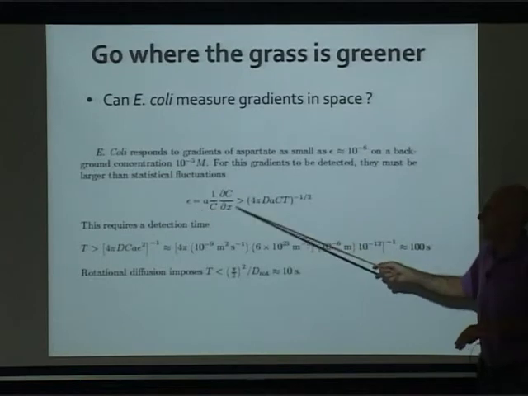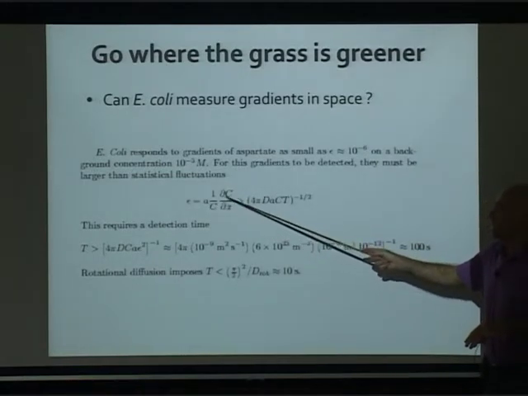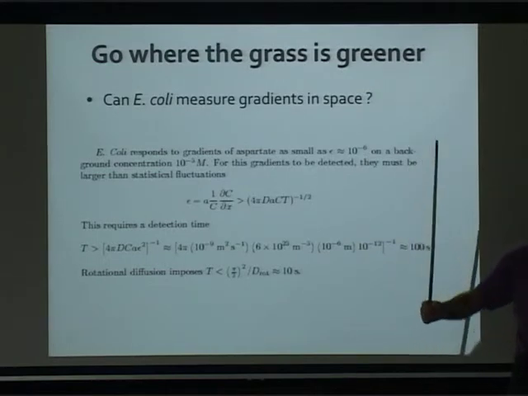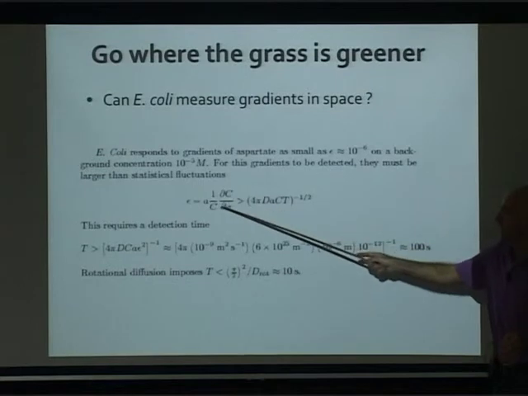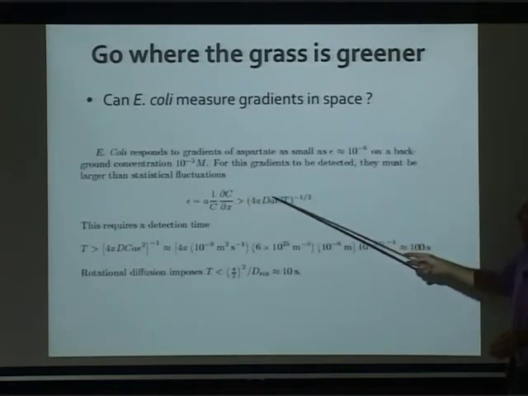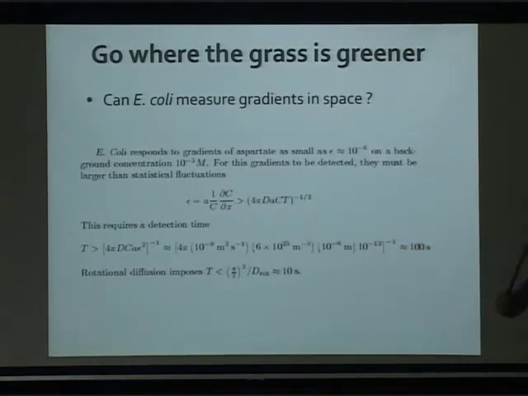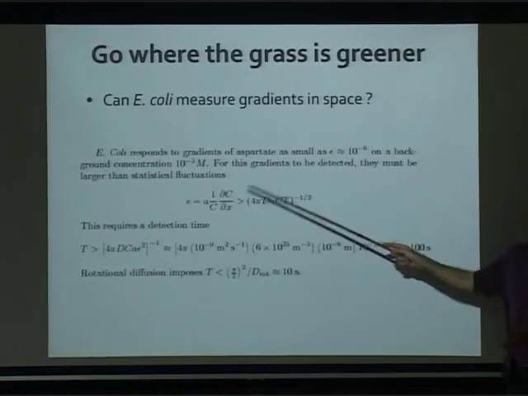And here we put the condition, with epsilon, which is the relative gradient, that is the percentage difference in concentration between head and tail, which is written like this. So it's the size times the relative gradient, which is a number. And this number must be larger than the inverse square root of the number of molecules. That's the level of noise, right? So signal larger than noise.